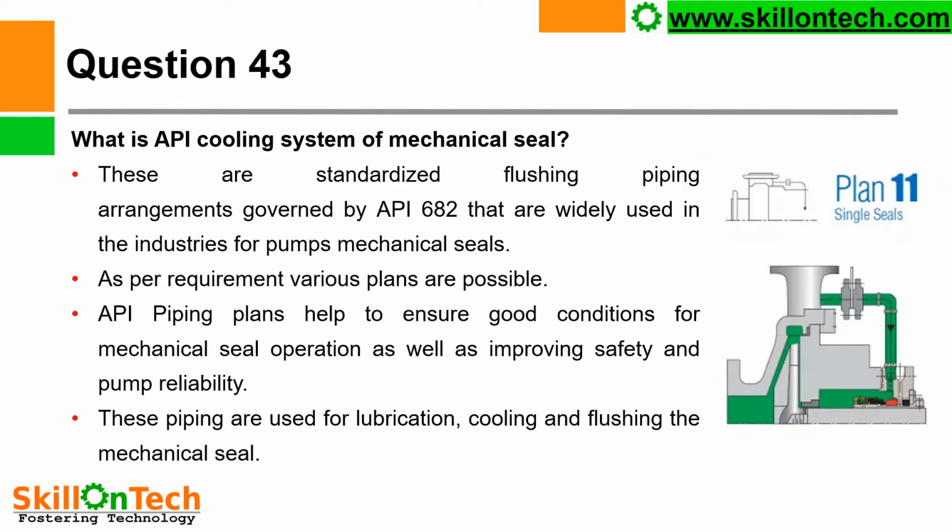These are standardized flushing piping arrangements governed by API 682 that are widely used in industries for pump mechanical seals. As per requirement, various specific piping plans are possible. API piping plans help to ensure good conditions for mechanical seal operation as well as improving safety and pump reliability. These pipings, which are installed as per piping plan, are used for lubrication, cooling and flushing the mechanical seal.